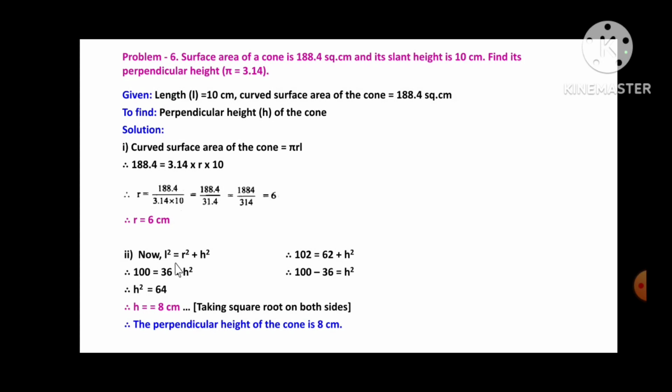Now we know that L square is equal to r square plus h square. Therefore it can be written as 10 square is equal to 6 square plus h square. So 10 square is 100 and 6 square is 36 plus h square. So h square is 100 minus 36. That is h square is 64. Taking square root on both sides, we are getting h is equal to 8 centimeter. Means perpendicular height of this cone is 8 centimeter.